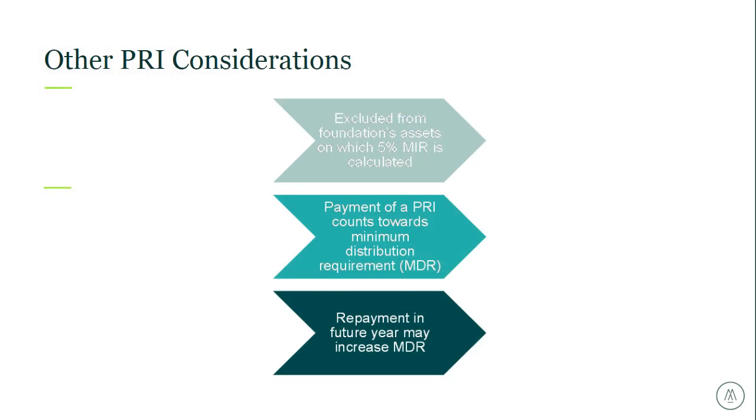So I mentioned program-related investments a couple of times when we went through that minimum distribution requirement section and the minimum investment return, but I wanted to just mention a few other things about program-related investments, PRIs. I did mention already they are excluded from the foundation's assets on which the 5% minimum investment return is calculated. A payment of a PRI counts towards the minimum distribution requirement, and a repayment in a future year may increase that minimum distribution requirement. I just wanted to be able to give you a quick summary of how PRIs can impact that minimum distribution requirement.